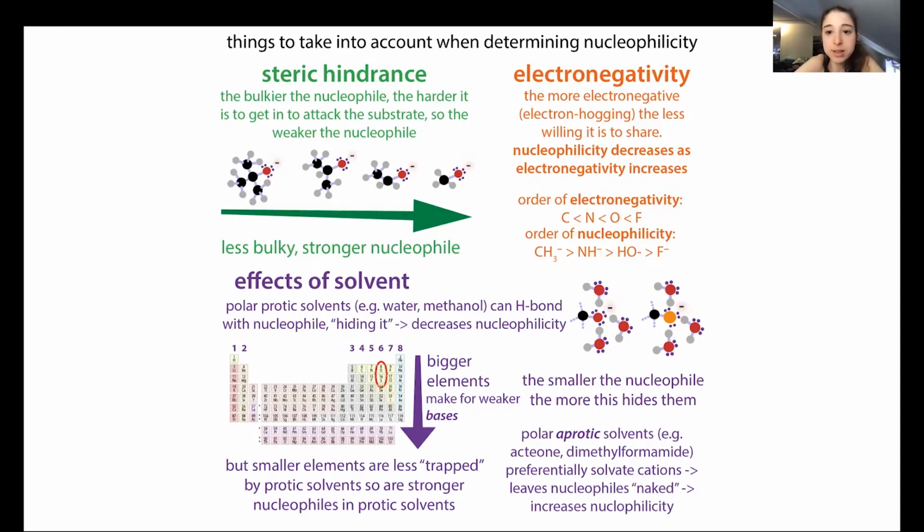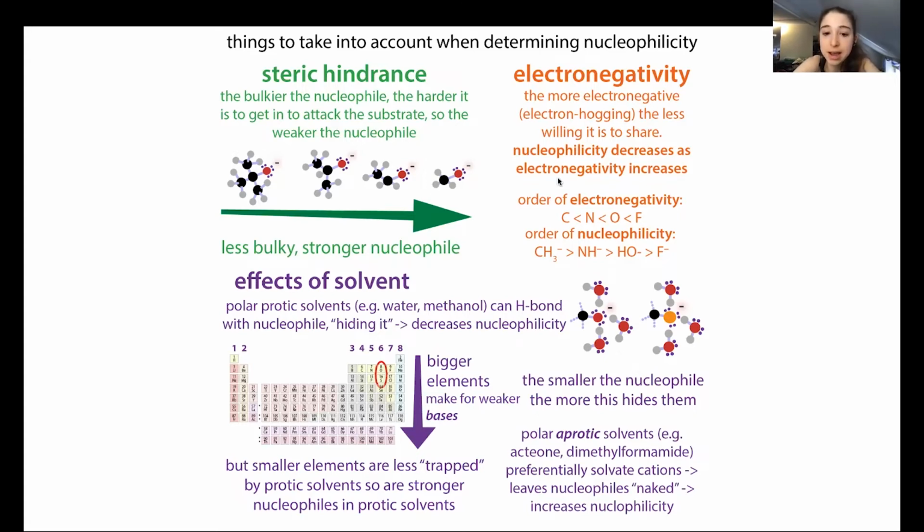One thing to take into account that we've talked about already is electronegativity. Remember, that's where you have electrons shared to form a bond, but one of the atoms is better at stealing the electrons. If something is better at holding electrons, then it's not going to be as eager to attack to find someone to share the electrons with. So the more electronegative or electron hogging something is, the less willing it is to share its electrons. And so nucleophilicity is going to decrease as electronegativity increases.